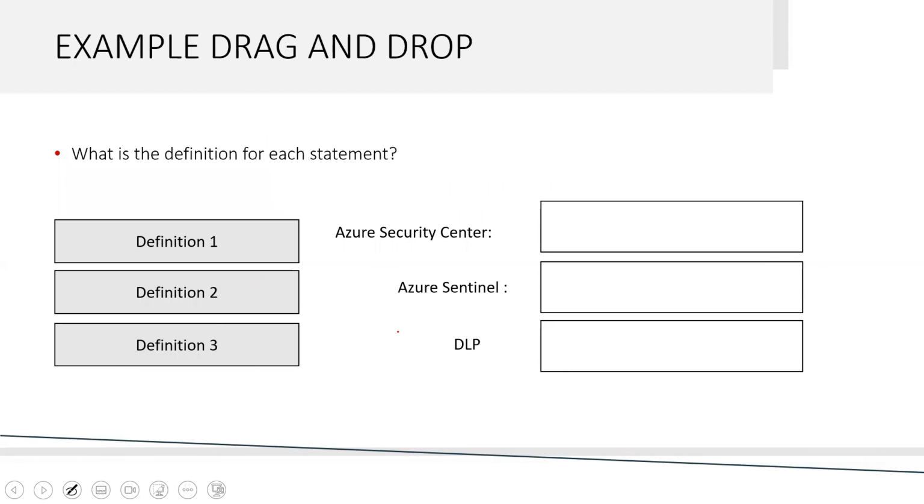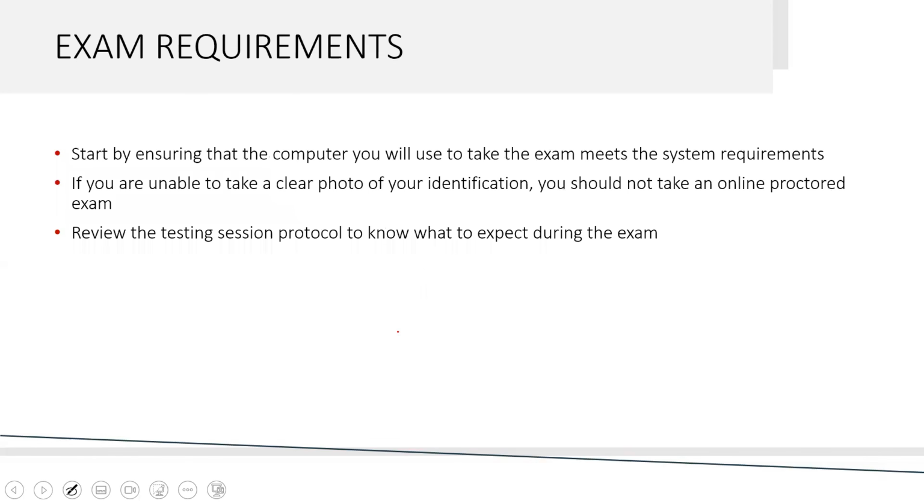The next thing we have is drag and drop. They are going to give you some options on the left, and on the right-hand side they are going to ask you to drag and drop the correct answer at the correct place. So that's how the things are in the list.